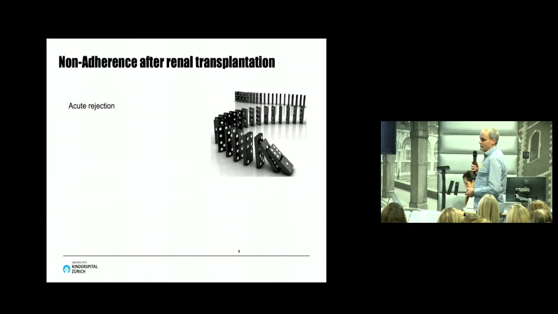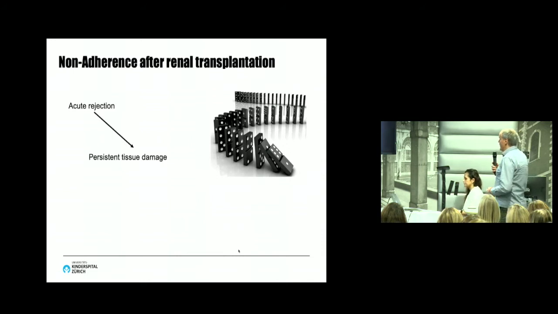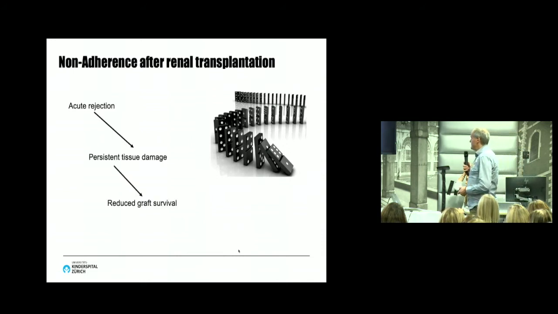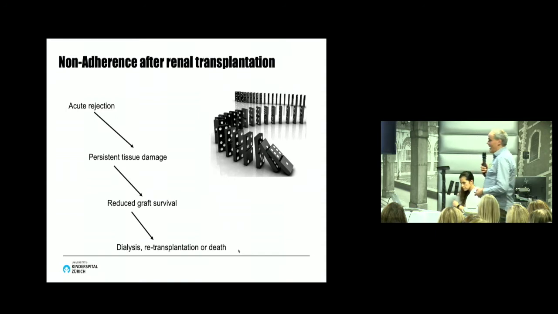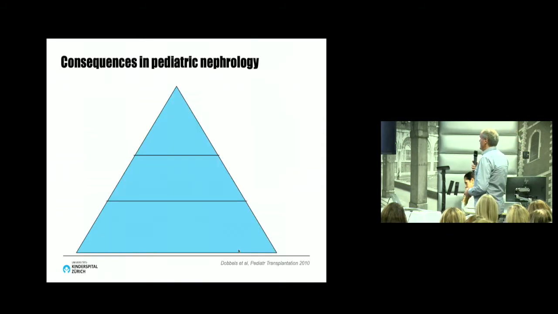So non-adherence after renal transplantation is quite a serious thing, with a lot of consequences. The first one could be that the children run into acute rejection, ending up in persistent tissue damage and reduced graft survival, and they have to be put on dialysis again, and they have to be retransplanted again. So this is the way these children will go.